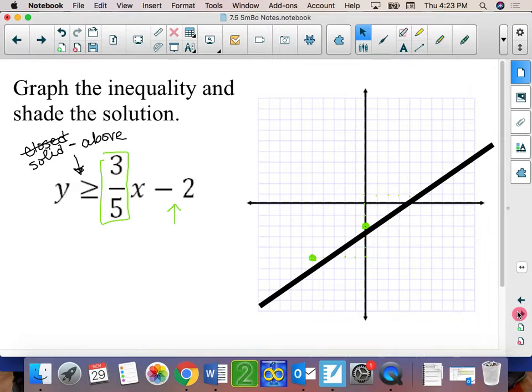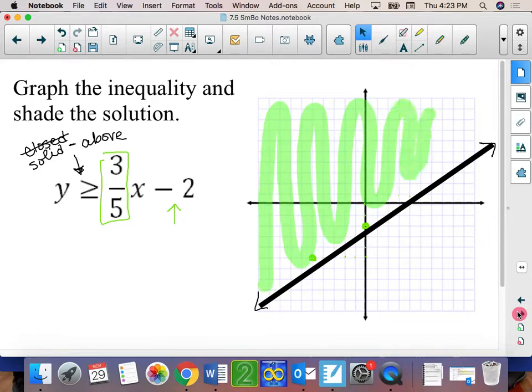Okay, and then draw my arrows on the end, and now we're going to shade. So again, greater than means to shade above. So I'm going to go where my line is crossing the y-axis, and I want to go above it. So I want to shade everything on this side of my line. And so that's going to look like this. And that is my solution to my inequality.